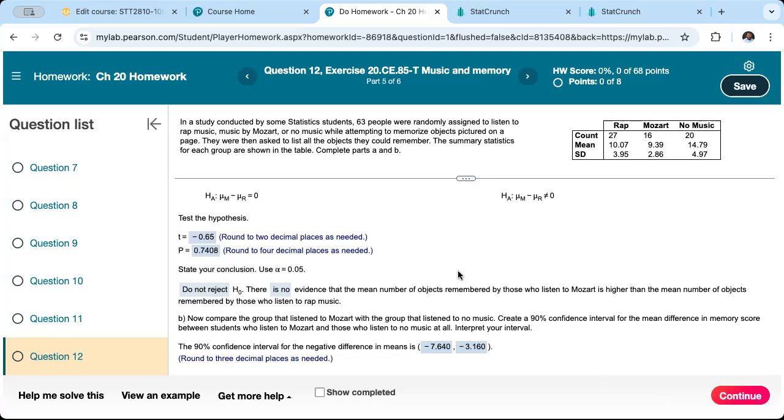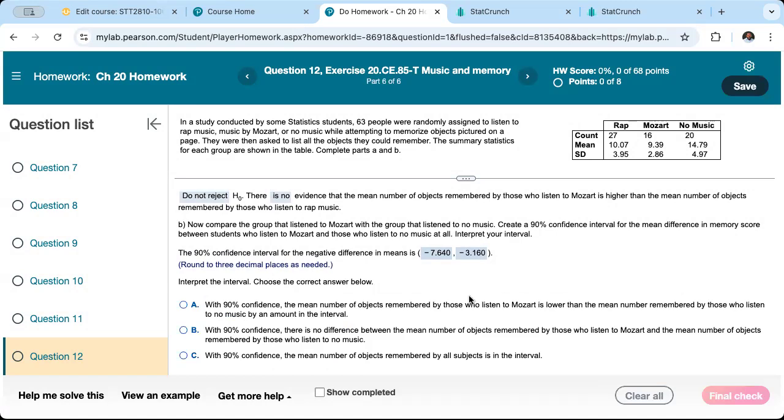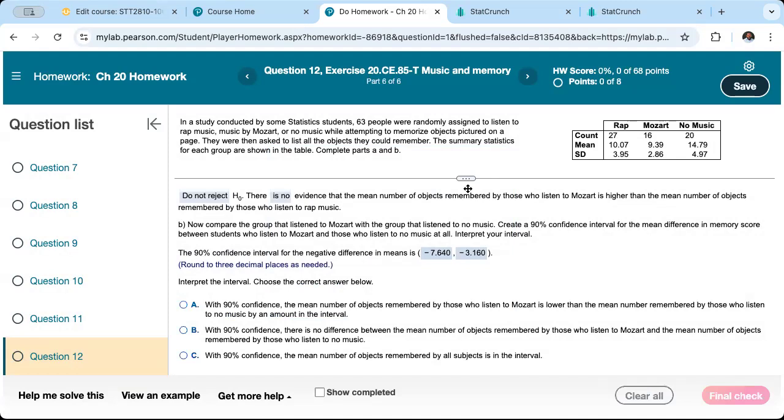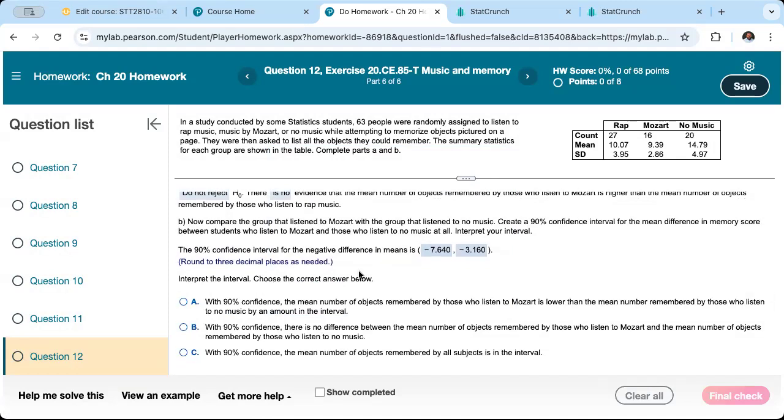Now let's try question 9. Any question on question 12? I think this is my question. Oh, this is also part of question 12. Okay. So what do you think is the right interpretation?